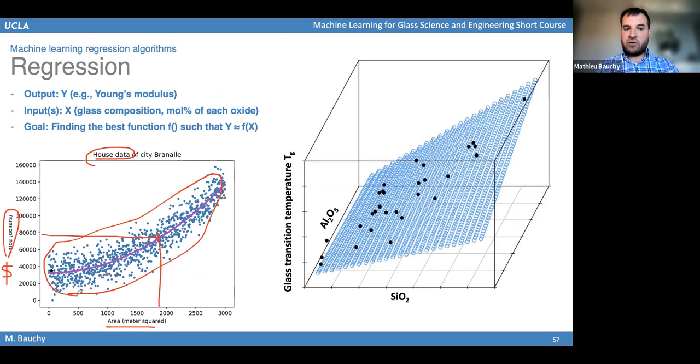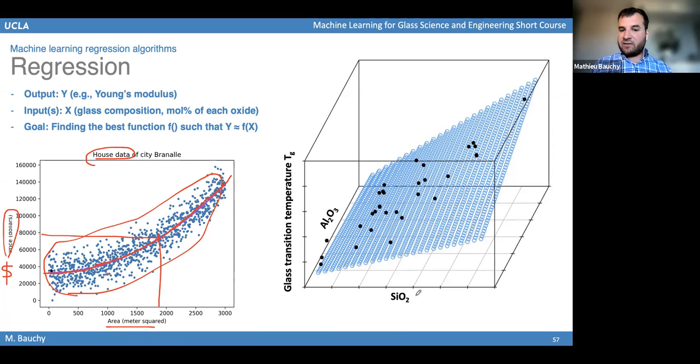Based on those historical data, you can train a model that is going to be, in this case, a regression model, because it's going to be a model that predicts something. And in this case, it predicts a number. It predicts a number in dollars. So that's a regression problem.